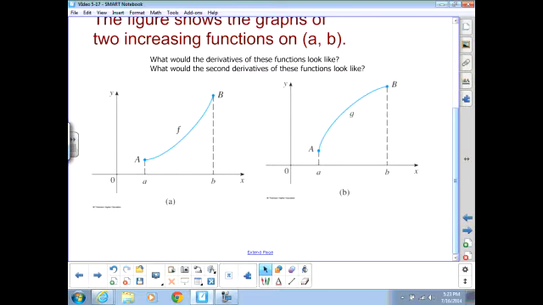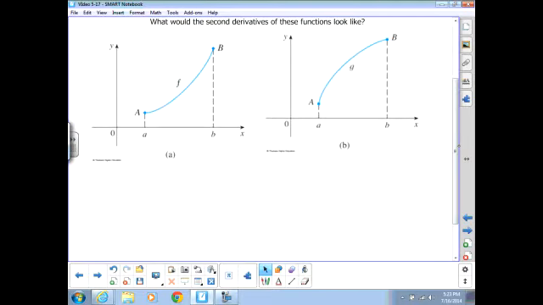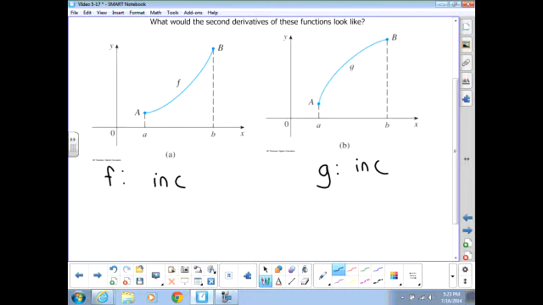So let's kind of compare them. To start out, let's think about the original function f. Well, we know that f is increasing. Over here, g, our original function, is also increasing. So they have a similarity there. Let's think about what f prime would look like. F prime is your slopes. Our slopes here, because it's increasing, are always positive. So that means f prime is going to be positive since f is increasing.